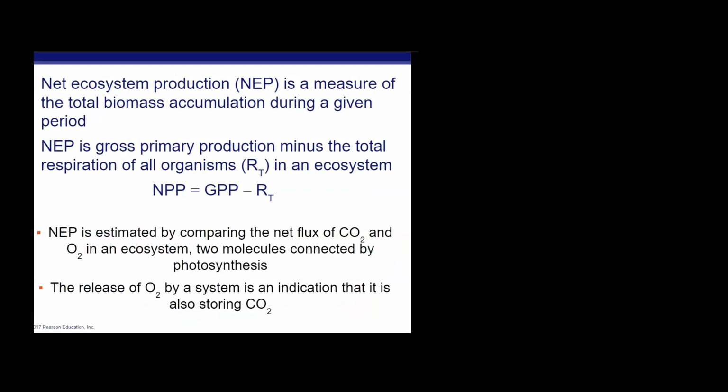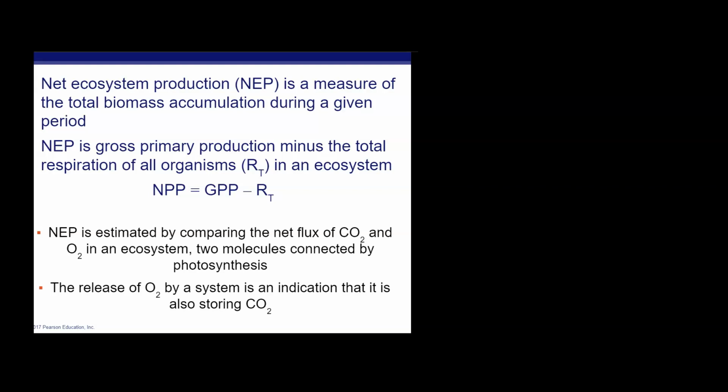Okay, so we've already talked about the formula there. So NEP is now net ecosystem production. So instead of just looking at net primary production, now we're going to actually look at it as net ecosystem production. And that's going to be measured by the total biomass accumulated during a given time period.